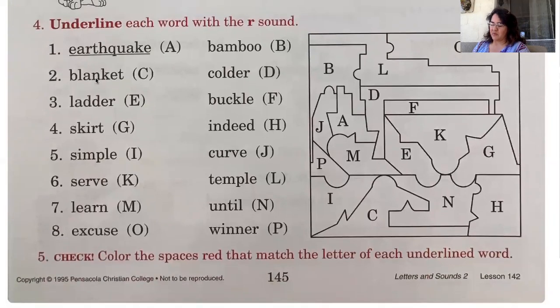Let's look at number 4. We're going to underline each word with the R sound. So, earthquake is underlined. What about blanket? Would I underline the word blanket? No, ma'am. So you're going to read the words, and you're going to underline any words with the R sound. And then you will color the spaces red that match the letter of each underlined word. So only if it matches. So I would find an A, and I would color it red.